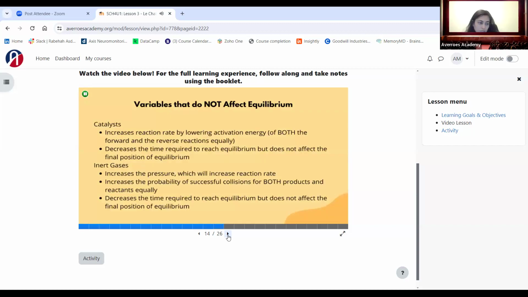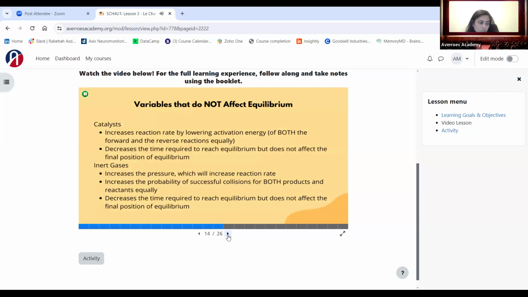So we've looked at three changes that have an effect on the equilibrium of the chemical system, right? Concentration, pressure and volume, and temperature. But there are other changes that can happen that have no effect whatsoever on the equilibrium position of a chemical system. And here there are two that we're going to talk about.